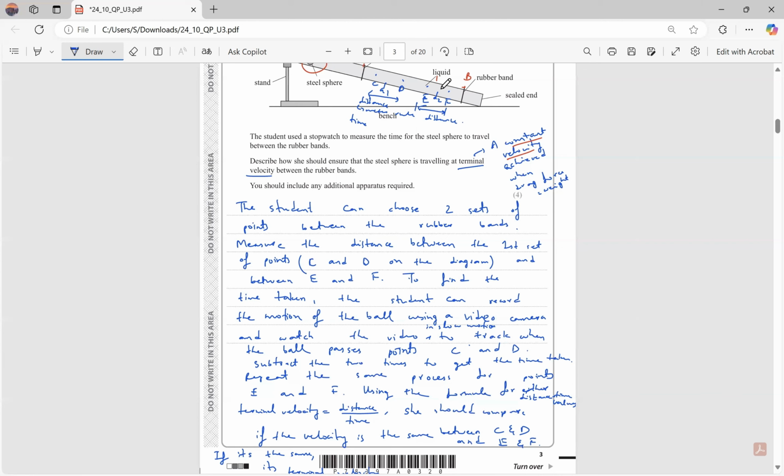As long as the concept is the same, which is measuring distances between two or three different sets of points, measuring the time taken, and then finding out the velocity using the formula distance over time, and then comparing. If the values are the same, it's terminal velocity, otherwise not. Then as long as it's the same concept, you'll get the marks. Also, I will remove the word terminal velocity over here because this formula is not for terminal velocity, it's just for velocity. If the values are the same, then we can conclude it's terminal velocity, otherwise not.